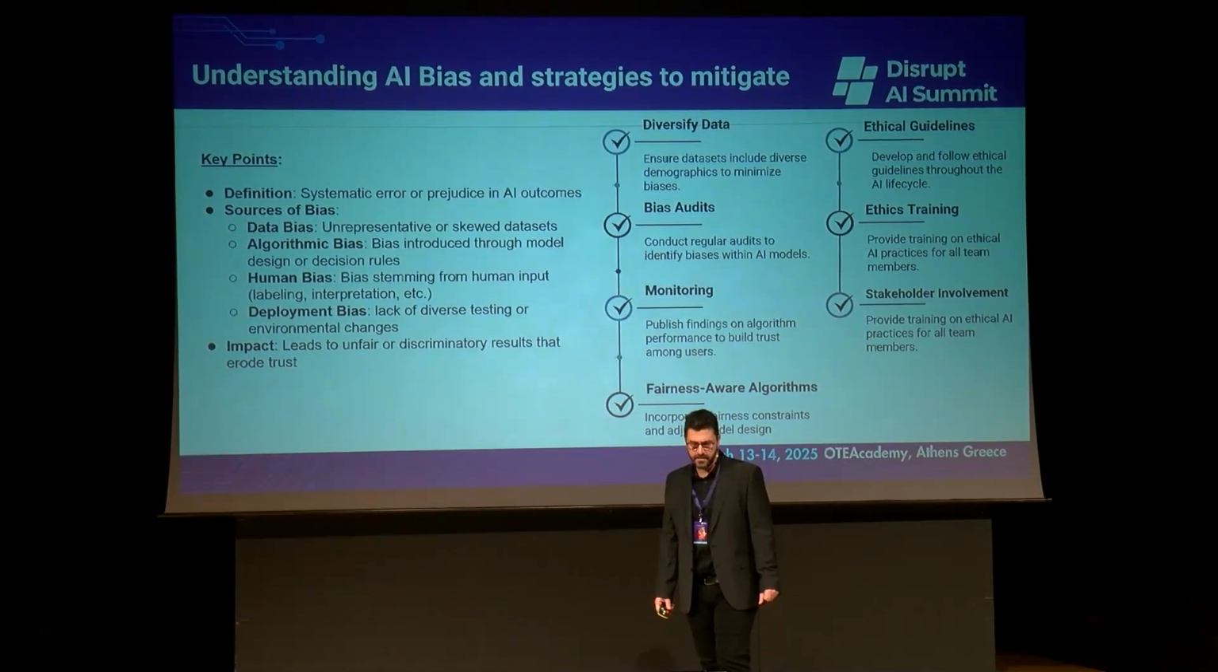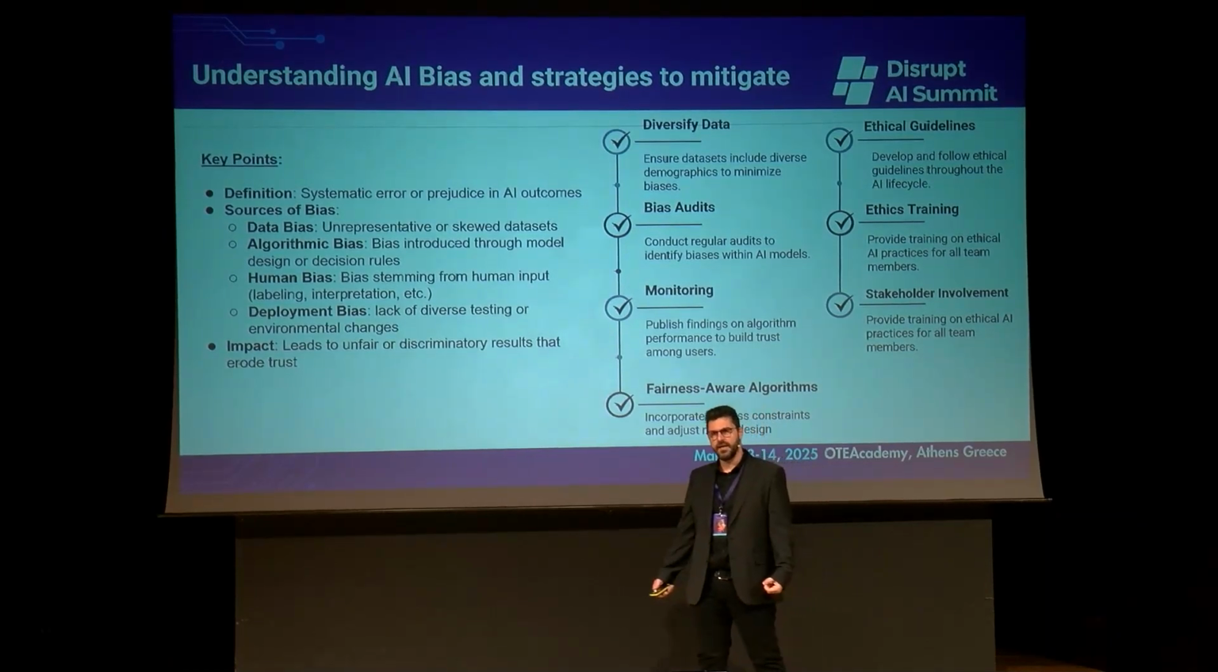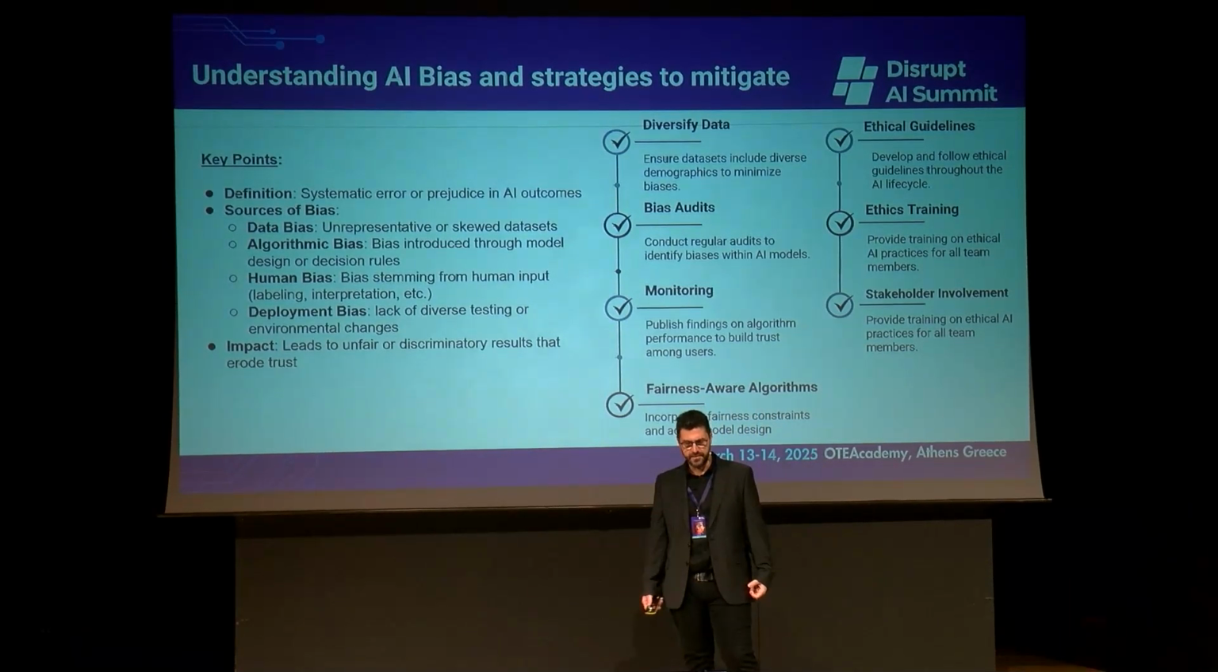So let's understand what bias is and strategies to mitigate it. The definition of bias is a standard definition. It's not something specific. It's a systematic error of an AI outcome. So this is what it is. There are different sources of bias based on what you are looking for, but most of them are categorized in, let's say, three categories.